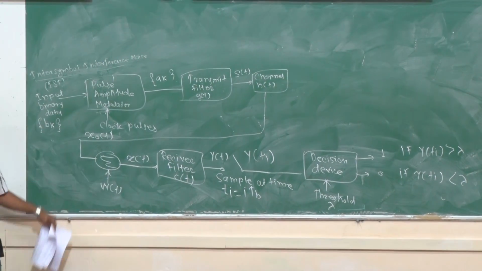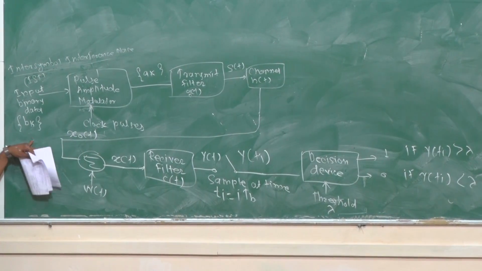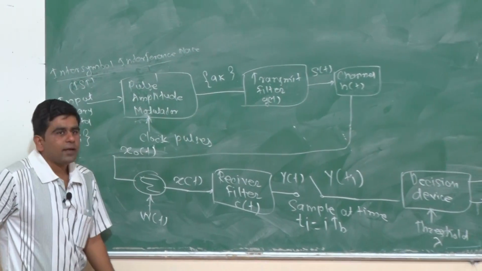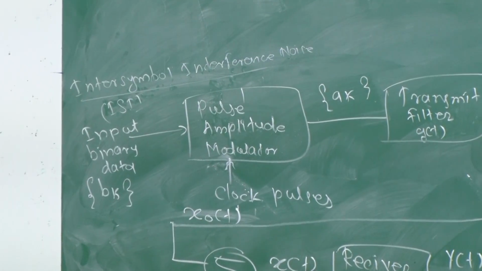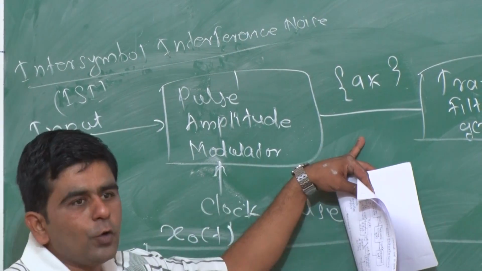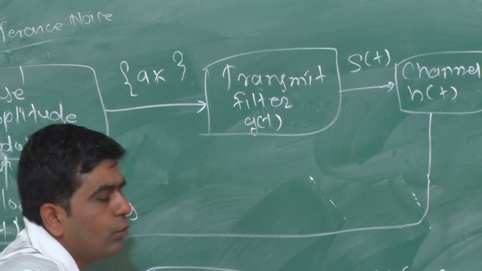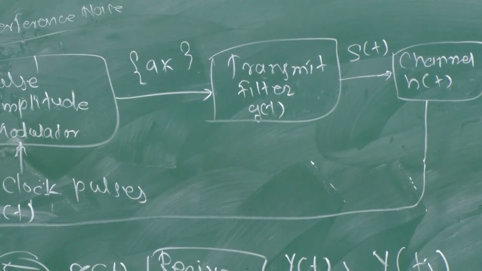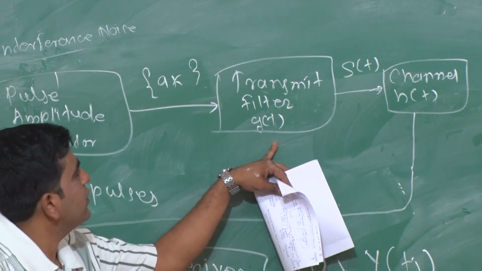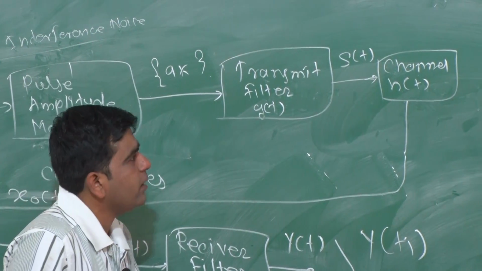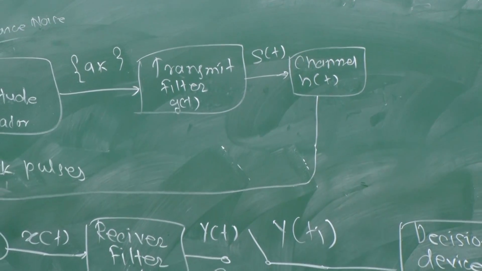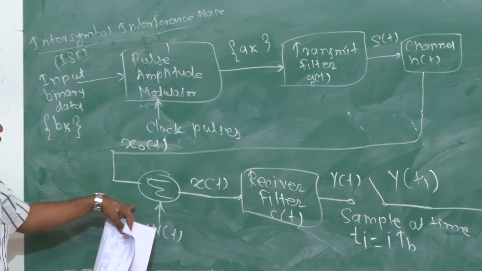Here input binary data with sequence b of k, rectangular pulses or any pulses, they are get pulse amplitude modulated. Here amplitude is going to change in PAM, so at output we will get a of k, almost impulse with a very small duration. So here it is get multiplied with your transmit filter with an impulse response g of t. At output we will get s of t. Then it is an input to our channel with an impulse response h of t. Then it is given to the receiver.